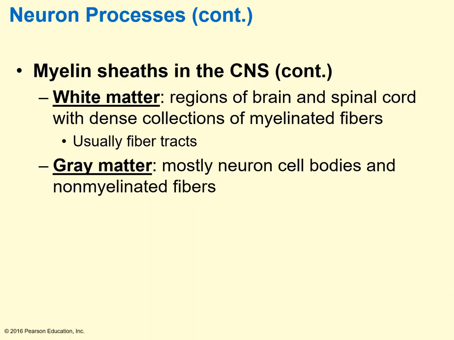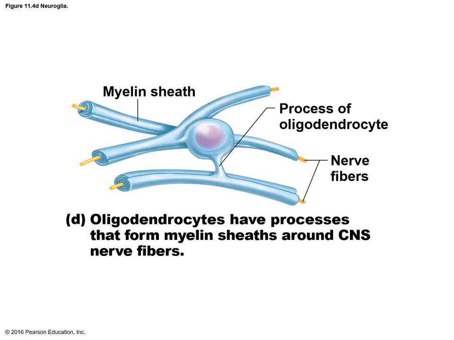In the central nervous system, when we move on and study the brain and the spinal cord, you'll notice that we'll talk about white matter versus gray matter. Well, the white matter is areas where you have a lot of myelinated fibers, because that lipid gives it a whitish color. So you know the fibers are myelinated. The gray matter is going to be mostly cell bodies as well as non-myelinated fibers. So it doesn't have those lipids, so it doesn't look white. And it literally is a color difference between them. This is showing the oligodendrocytes forming the myelin sheath in the CNS.